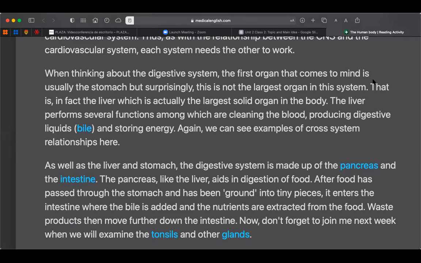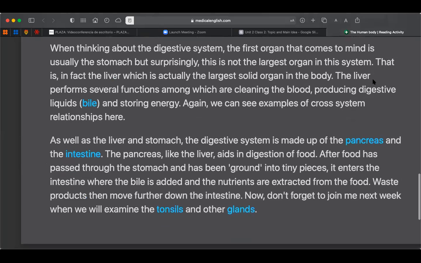That is, in fact, the liver, which is actually the largest solid organ in the body. The liver performs several functions, among which are cleaning the blood, producing digestive liquids, bile, and storing energy. Again, we can see an example of cross-system relationship here. Okay, very good.